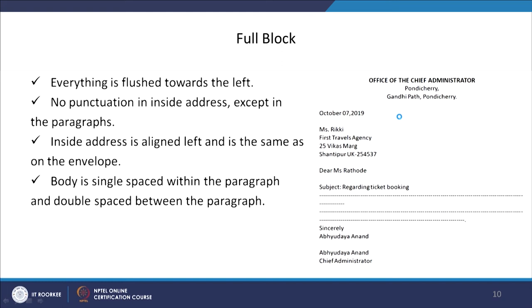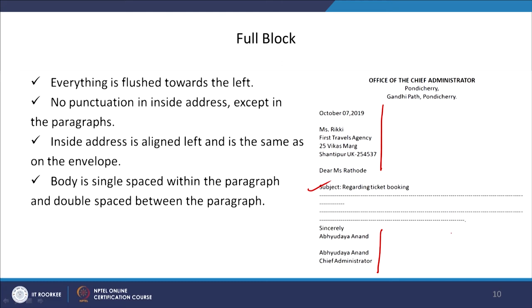Now, why do we call it full block? In a full block format, everything, right from the date, except the letterhead, will be flushed left. The letterhead will always be in the top center, but apart from that, everything will be flushed left. I mean the inside address is on the left, and then Dear Mrs. Rathore, you are writing to somebody, this salutation, and then next to that will come the subject line. After the subject line, here I have left it empty so that you can fill it in, and depending upon the purpose of your letter, you will write.